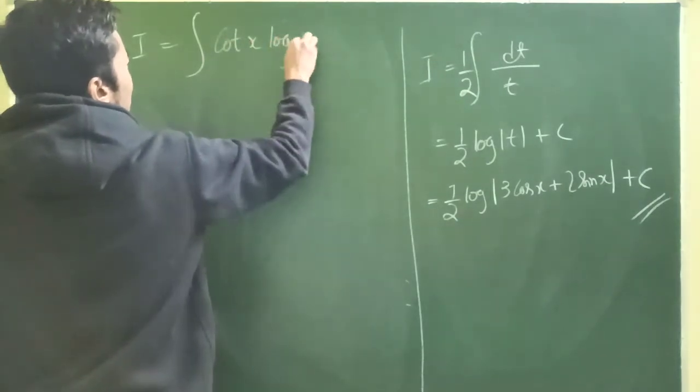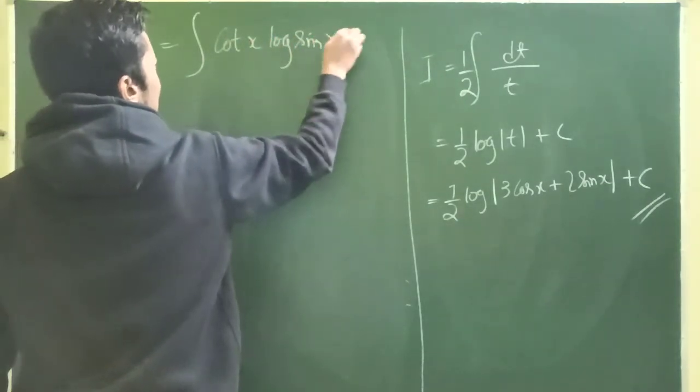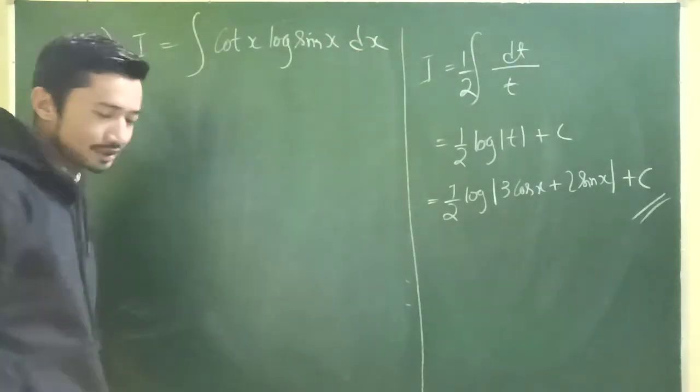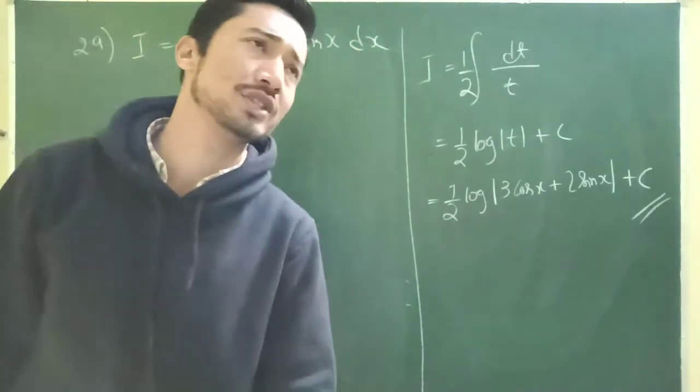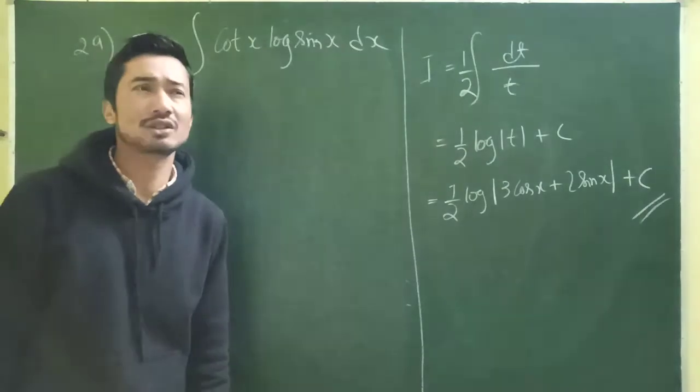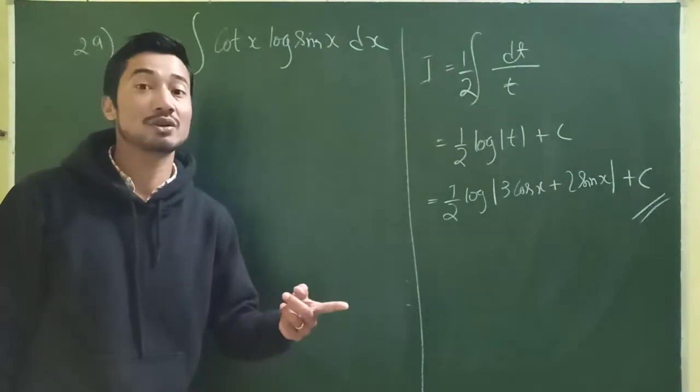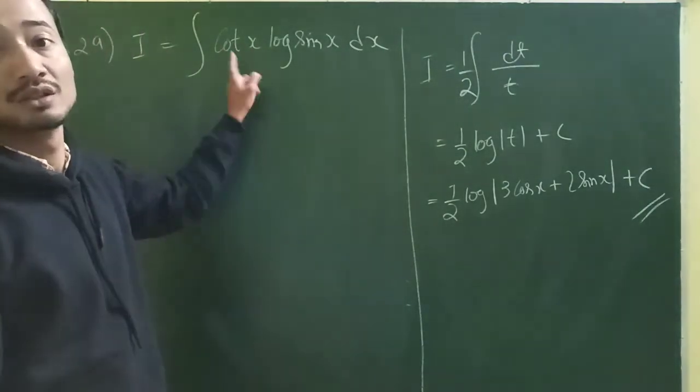Again, see, this one also, the moment I wrote the question, it just came to me what I have to substitute, because the differentiation of log sin x, by the chain rule, is 1 by sin x times the differentiation of sin x, which is cos x. So cos x by sin x is cot x.